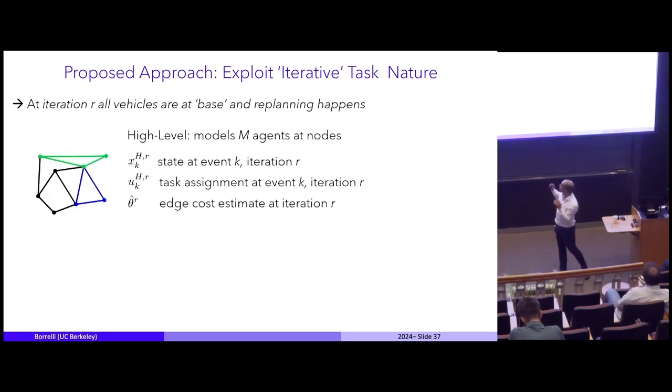So now the notation becomes a bit heavier. By the way, I'll remove the index of each vehicle. So H is for high level, event K, iteration R. This is an episodic iteration. If it's your bus, it would be every day; if it's your mission on Mars, it would be a sol day. And so this would be the state at event K at the high level at iteration R. So you have inputs, and now the energy on an edge will be your best estimate of that energy at iteration R.